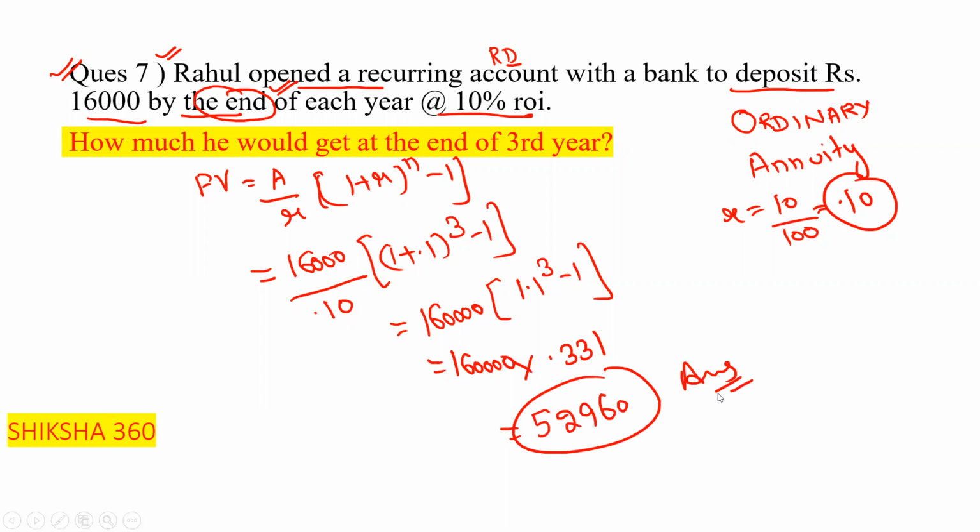52,960 rupees. So this much is the amount we will get at the end of the third year.